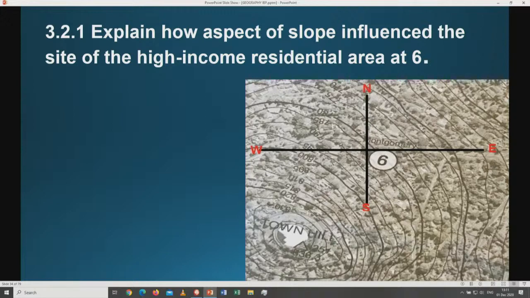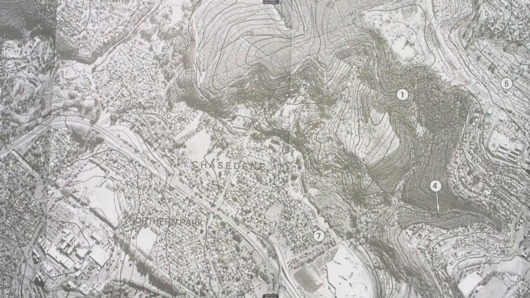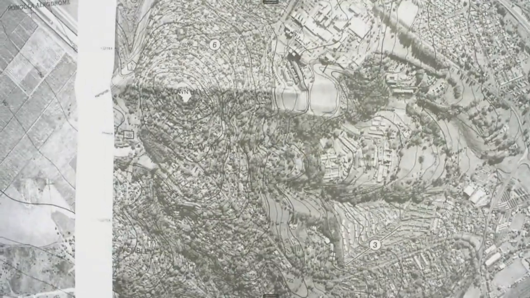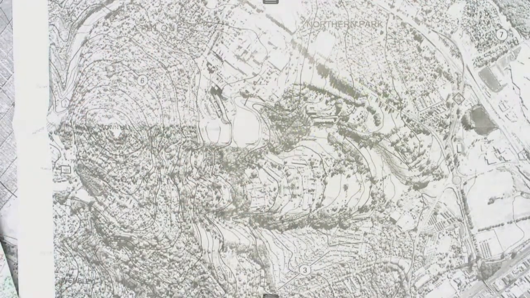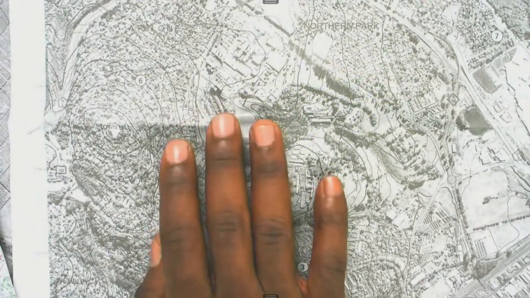And in this matter, we have a lot of trees in this settlement, and there's also Table Hill, meaning that Table Hill is a town hill. It is the mountain. Remember that high income residential areas will want to be located where there is a nice view. So that is why we have a town hill here. This is our town hill. There we have our town hill. Here grade 12 is our town hill, meaning that residential area 6 is located on a nice view. There is a nice view there.